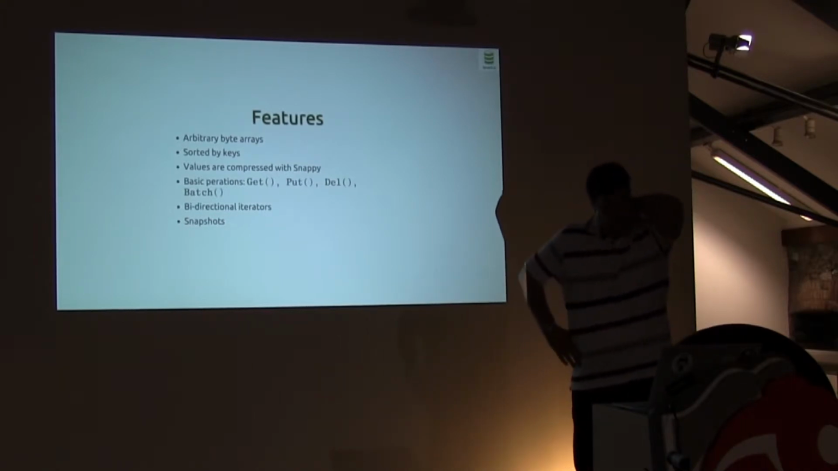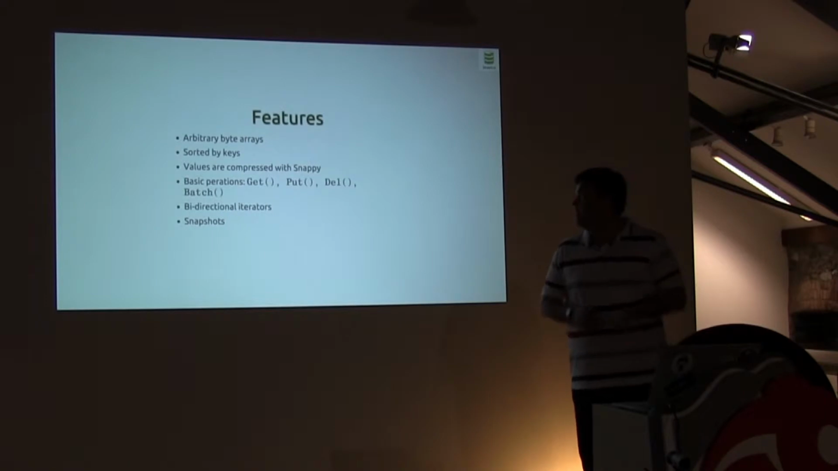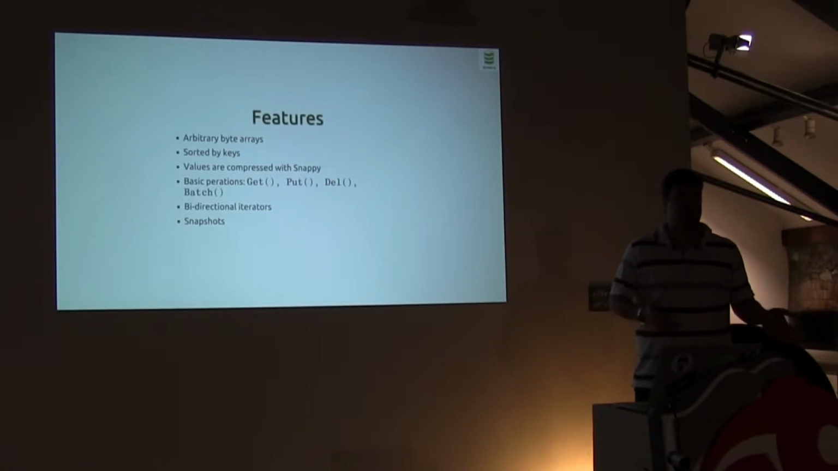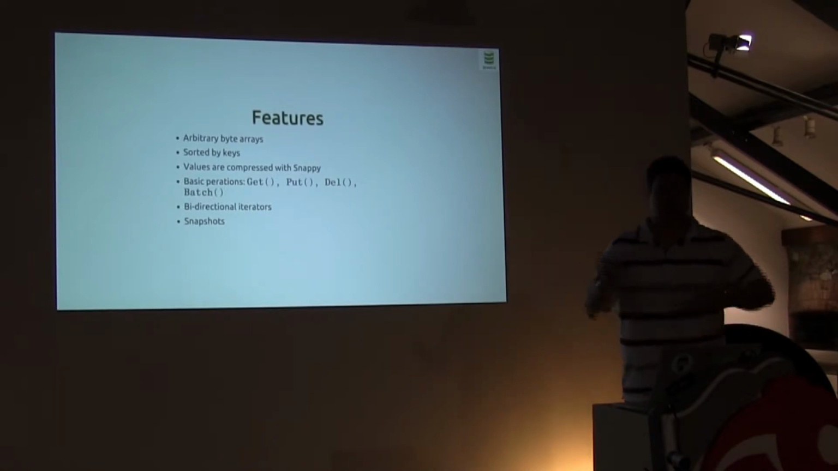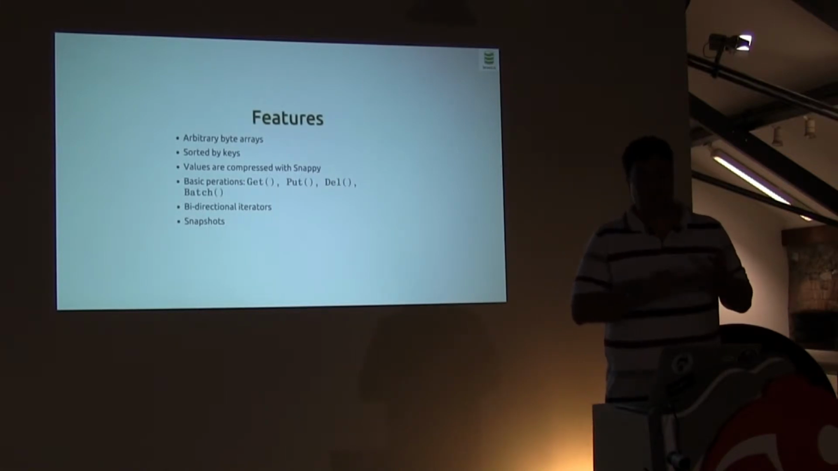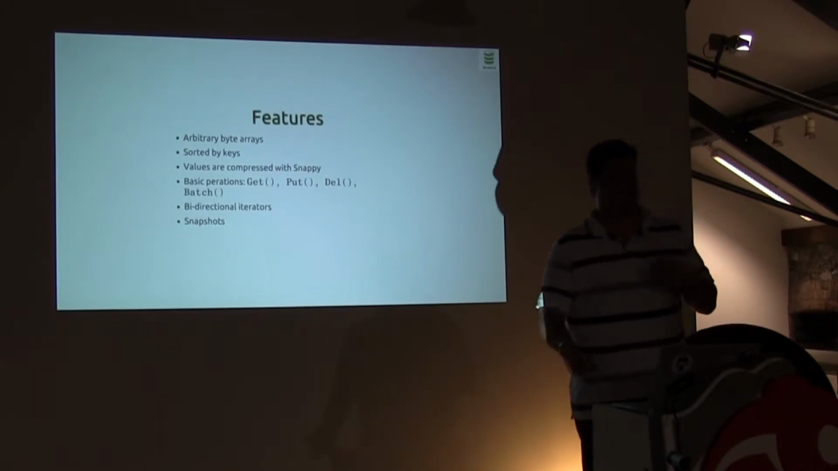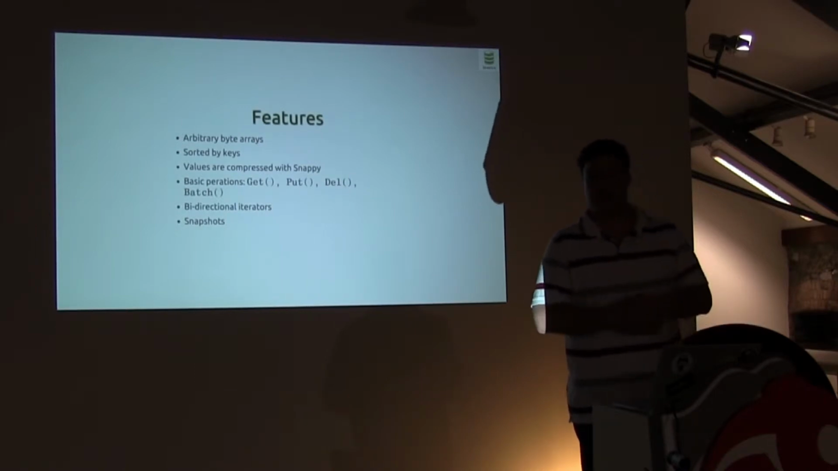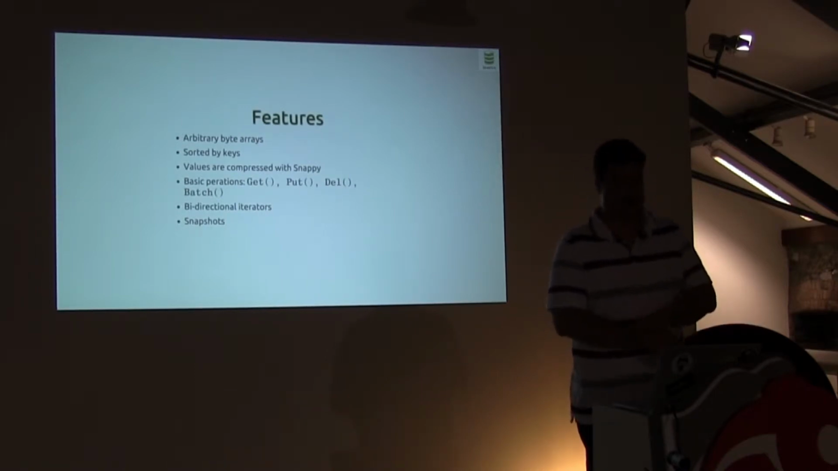So LevelDB works on arbitrary byte arrays. Both keys and values can be just strings of bytes. They don't have to be ASCII or anything like that. They're just byte arrays. And this includes keys. It's sorted by keys, and it's lexicographically sorted by default. But you can actually change the sorting if you have a different use for different types of sorting. But most of the time, lexicographical sorting is fine.